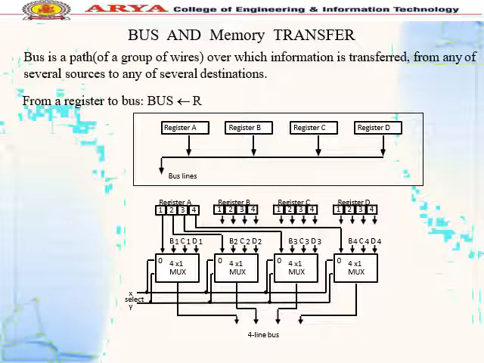Bus and memory transfer. A bus is a path over which information is transferred from any of several sources to any of several destinations. This is the diagram. There are four registers A, B, C and D. They are connected by the bus. In the second diagram, there are four registers A, B, C, D connected by the multiplexer, and there are two selection inputs X and Y. There is a four line bus output.